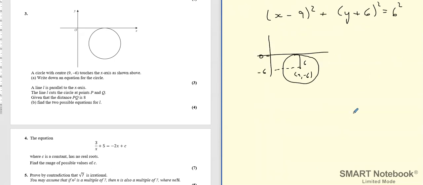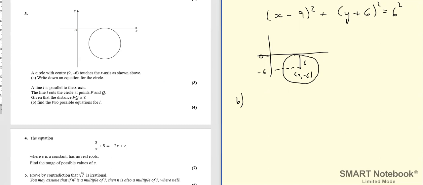Now, in part B, we've been given some information. A line L is parallel to the x-axis, okay? The line L cuts the circle at points P and Q. Given that the distance PQ is 8, find the two possible equations for L.